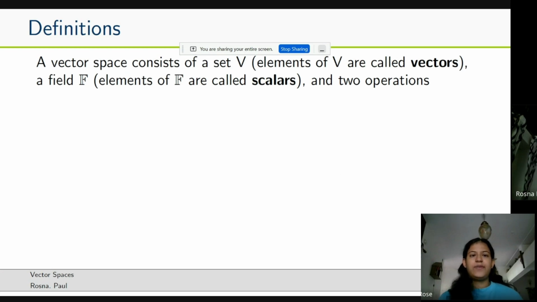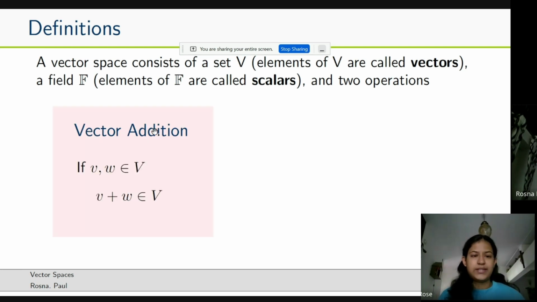What is a vector space? A vector space is a set, and the elements of the set, which we call V, are called the vectors. And as I mentioned before, we need a field F, and the elements of F are called scalars. With this V and F, we create some rules of how these elements in V and F behave, and that constitutes our vector space. For that, we need two operations. One is vector addition. What is vector addition? You take any two elements in V, and we define an operation like addition, such that v plus w belongs to V. So it is closed under vector addition.